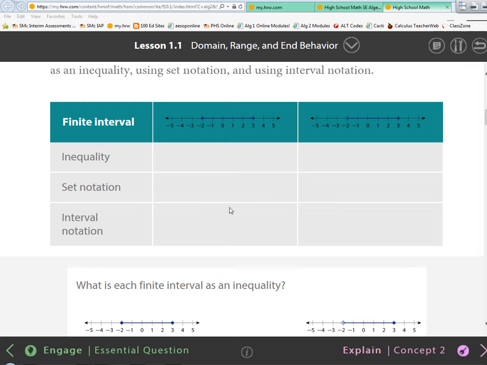It is, yeah, right there. That's an open circle right there, where I'm pointing.